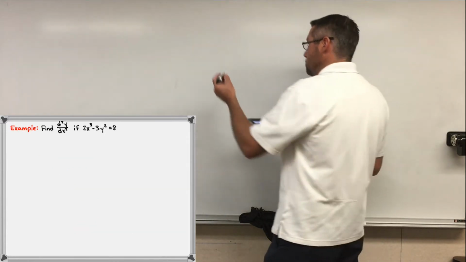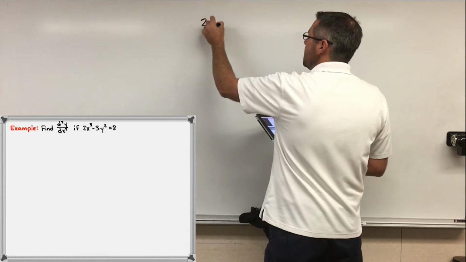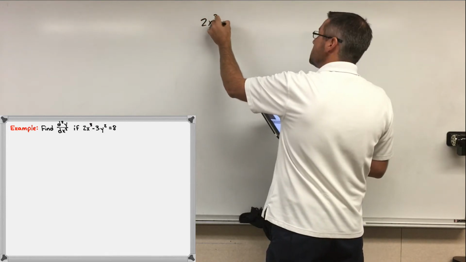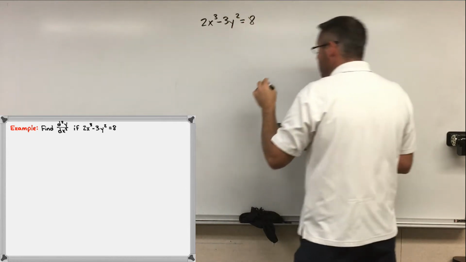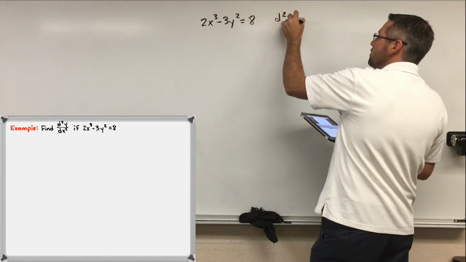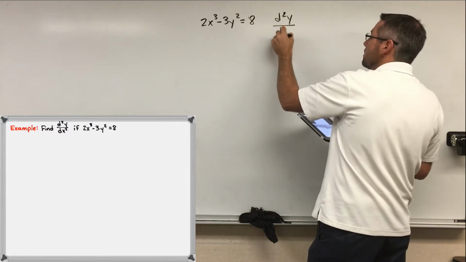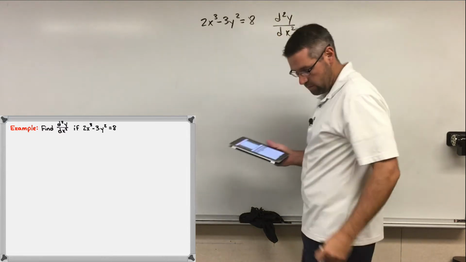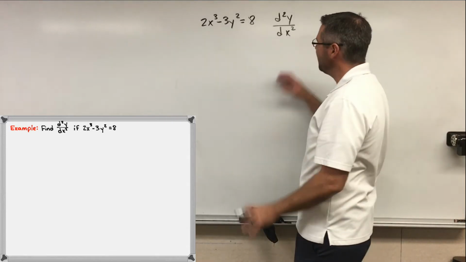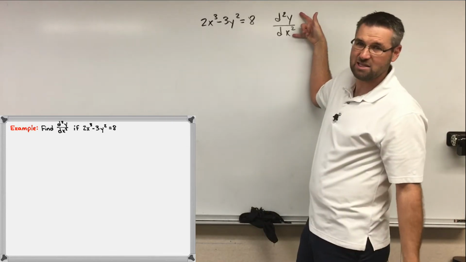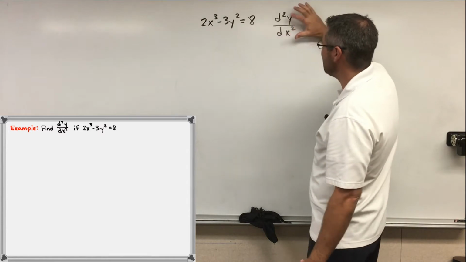It says 2x cubed minus 3y squared equals 8. And we are looking for the second derivative there, right? And just in case some of you might be wondering, why is the second derivative written like this? How does this make sense?